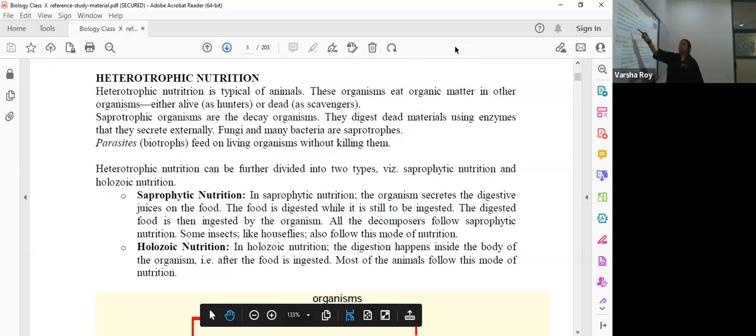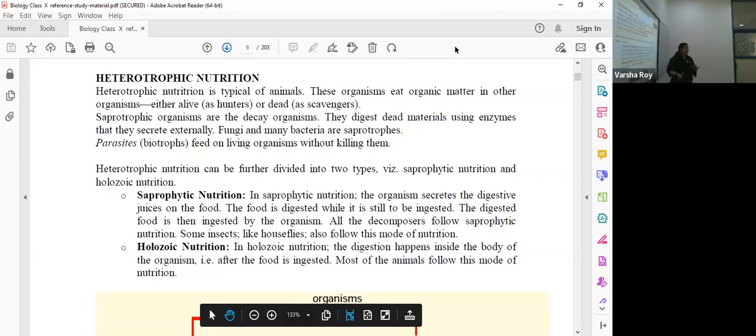So saprotrophic organisms are the decay organisms. They digest dead materials using enzymes that they secrete externally. Fungi and many bacteria are saprotrophs. So what are the categories of saprotrophs? Any example? If it is asked for 1 mark, what will you answer?